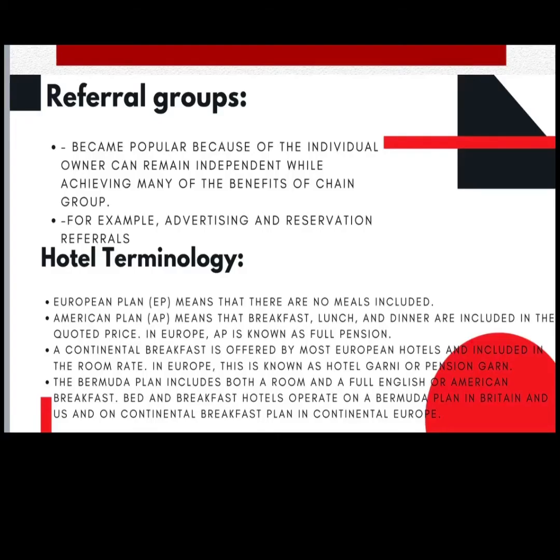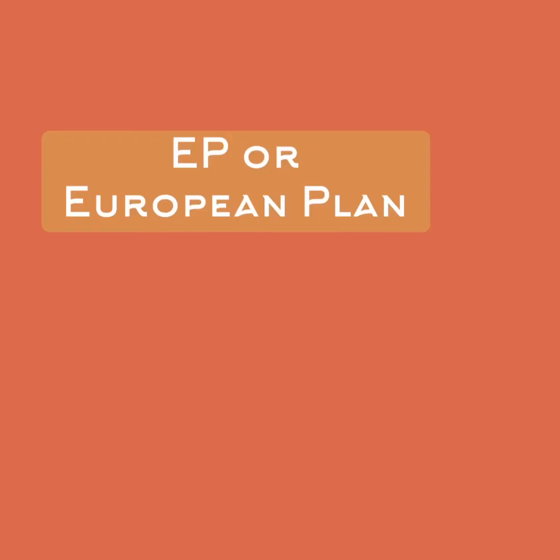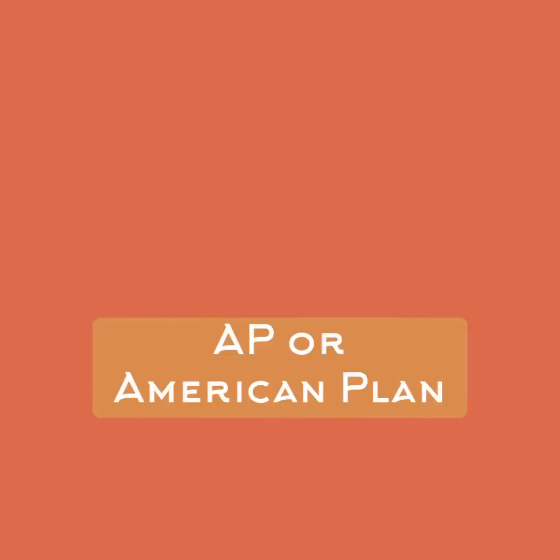Hotel terminology naman, may iba't ibang term po tayo sa hotel industry at ang pinaka-popular po ay sa mga room rates or ang mga room na may mga kasamang pagkain or wala man. EP, European plan, o ang ibig sabihin ay walang kasamang kahit anong pagkain, kumbaga ang babayaran lang po ay kanilang kwartong uukupahin. AP or American plan, ito po ay kadalasan na full meal o kumbaga kasama ng breakfast, lunch, dinner.